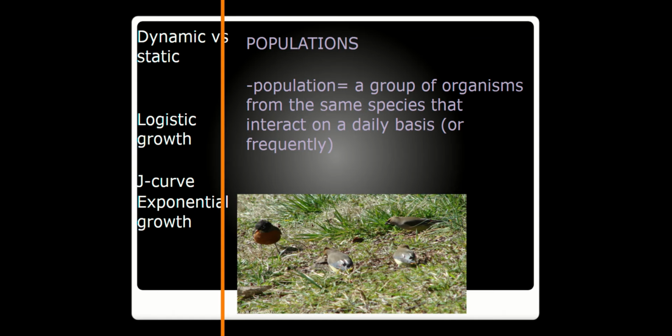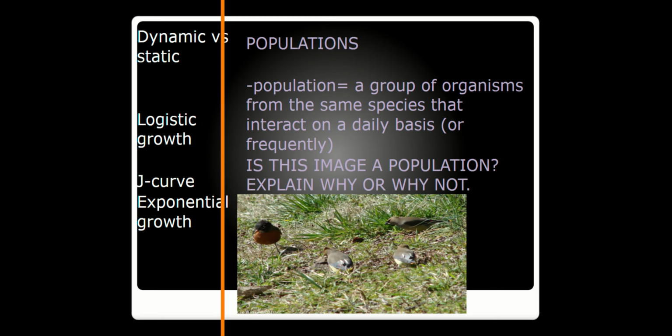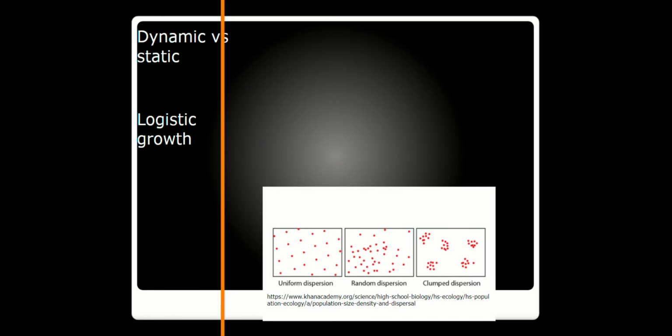Below you see a picture. I want you to tell me whether or not you think this is a population or part of a population. Obviously, it's only 4 birds, but do you think this is part of a population? Explain why or why not. What does this word disperse mean? Just think about it in terms of English, right? So disperse means to spread out.